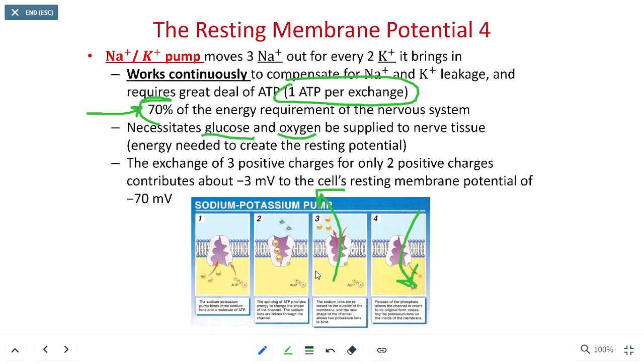If we're looking at this, we're going to dump 3 positive charges out, 3 sodium ions out, and bring 2 potassium ions back in. So we're going to result in a net increase in the negative charge on the inside of the cell. We're losing more positives than we're gaining, and this is going to cause the cell's resting membrane potential to become even more negative. That's all we have for this recording. We focused on the ions and the pumps of the resting membrane potential.